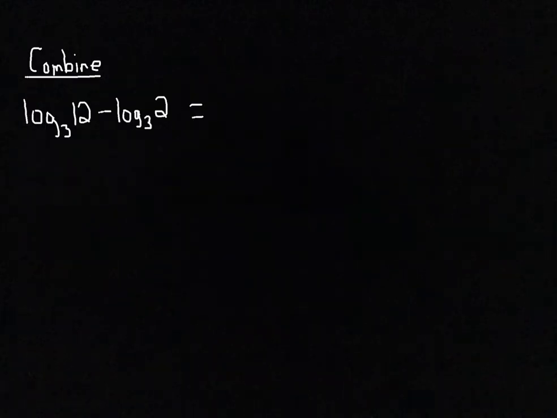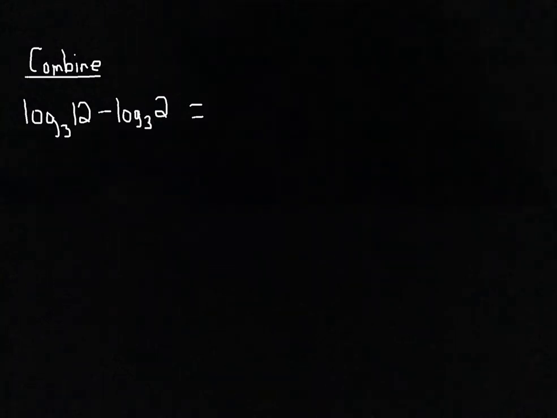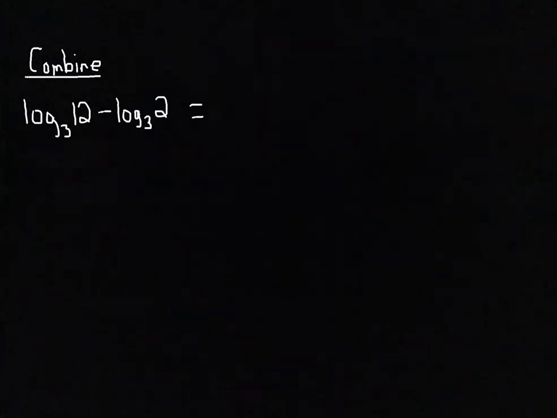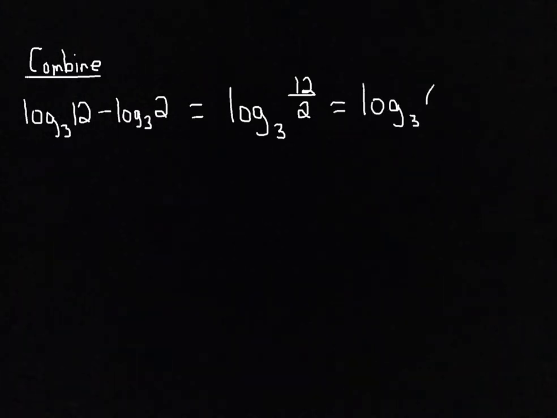Let's now work on taking an expression and combining it into a single logarithm. All right, so first thing we need to make sure is that the base number is the same in the logarithms. So they are, both bases are 3. Now, since this is being subtracted, this is your quotient property. This is the same thing as log in base 3, and in the quotient we divide 12 over 2. Now, you can do 12 over 2, so this is the same thing as log of 6 in base 3. 12 divided by 2 is 6.